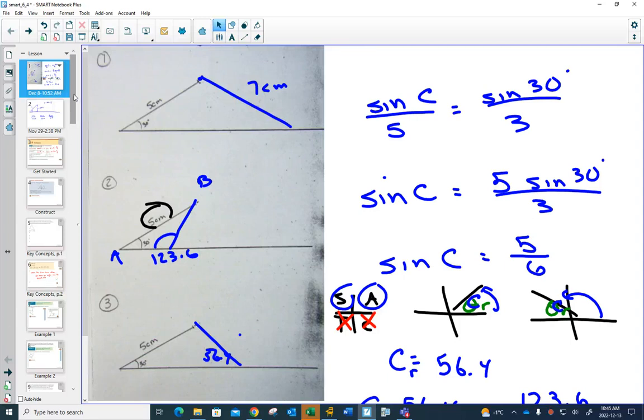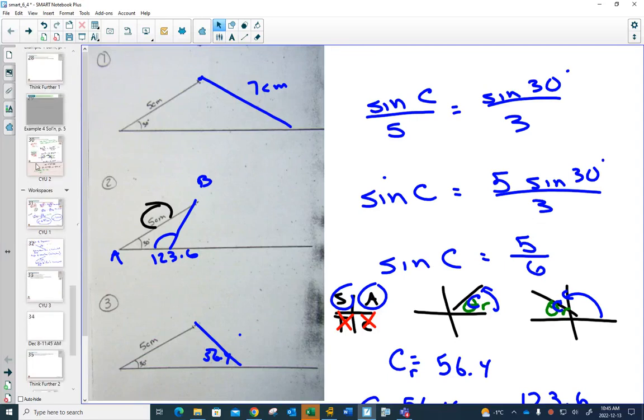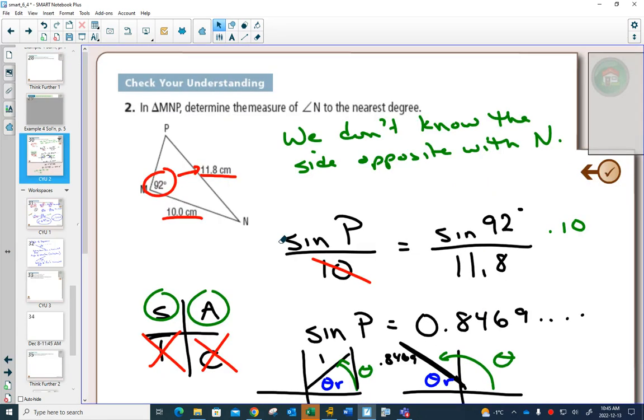Okay, questions for practice. For example 2 is question number 4. So circle number 4.